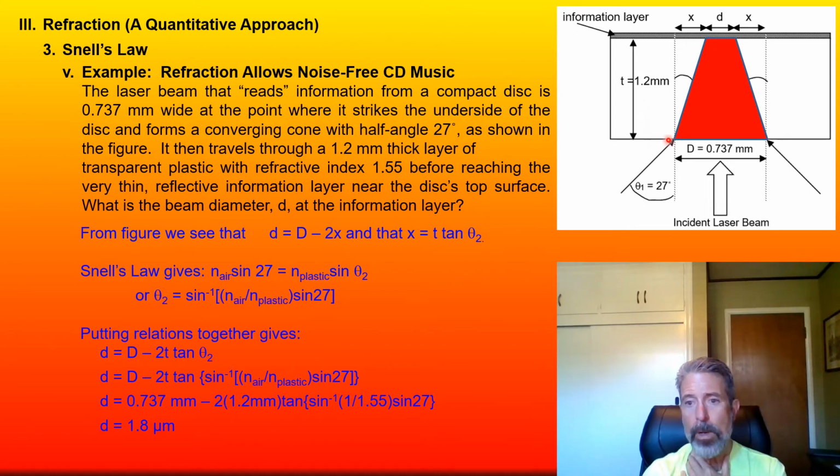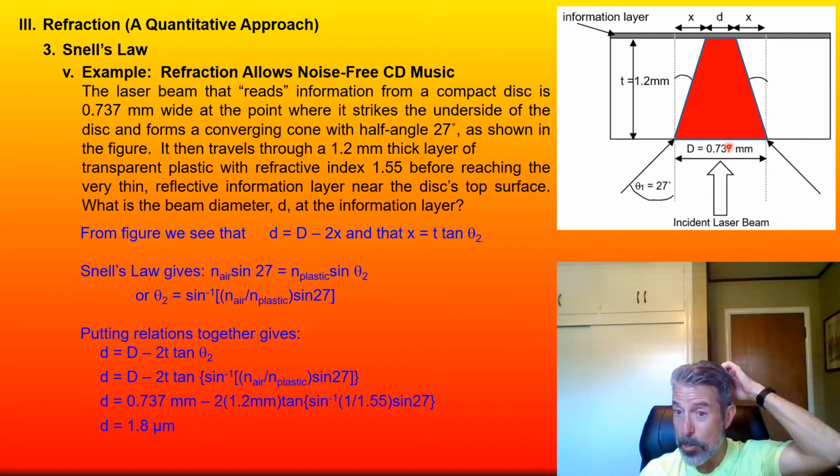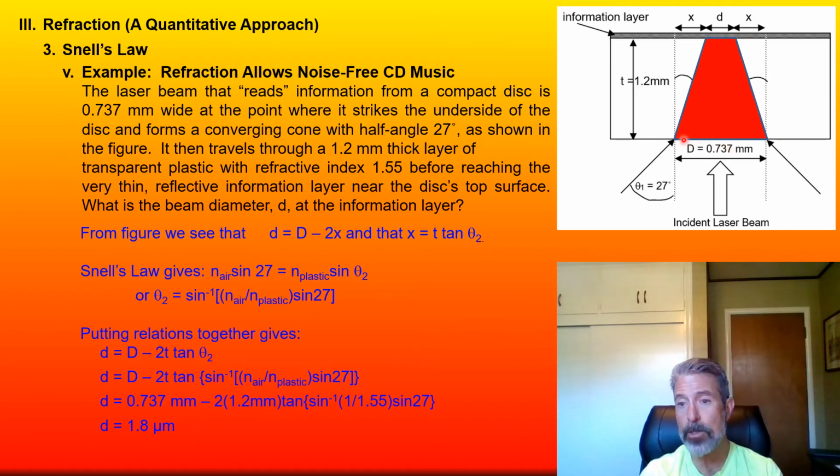But by allowing a much thicker beam at this side of the plastic, which is on the order of 0.737 millimeters, about a millimeter, you can see here that if there is a micrometer piece of dust on this portion of the CD, it is going to be relatively insignificant. It is not going to have any serious effect or cause any serious interference to this beam, which is many orders of magnitude bigger.